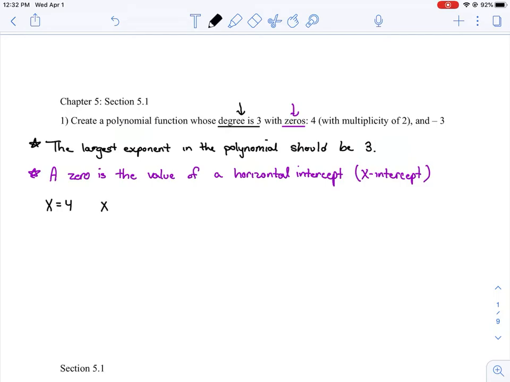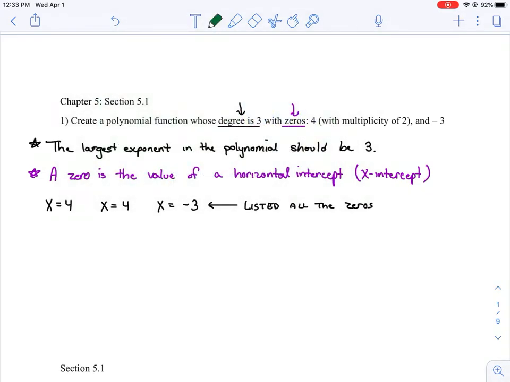It says one of the zeros is 4, but it has a multiplicity of 2. So I'm going to write that 0 out twice. And then the second 0 is negative 3. So what I've done was I listed all the zeros.